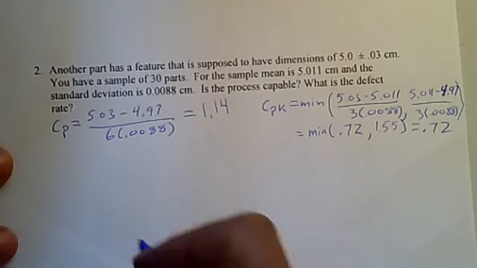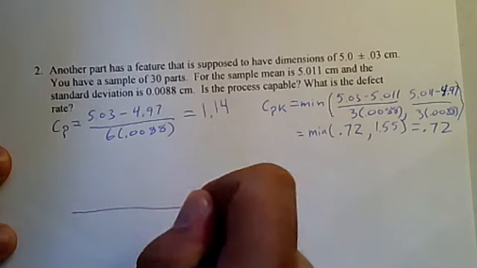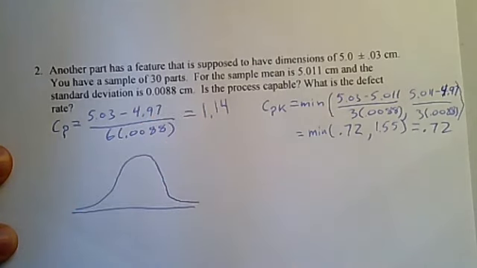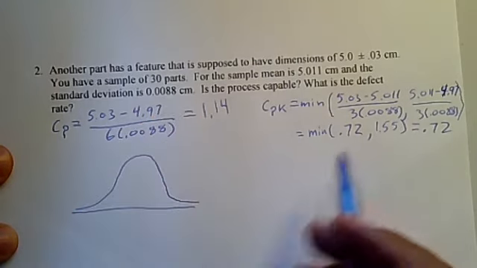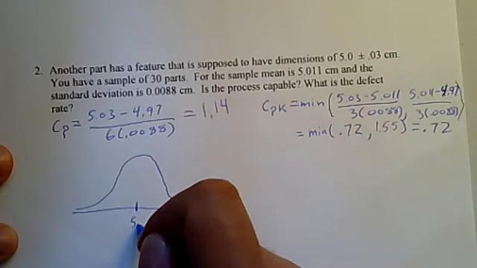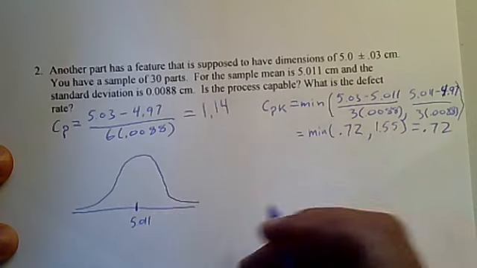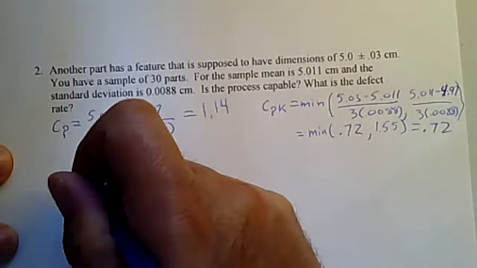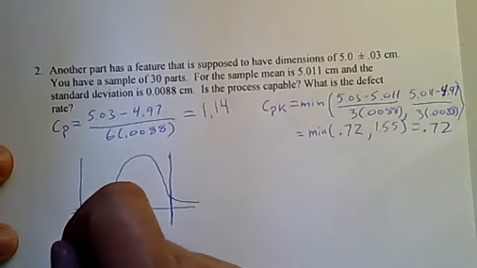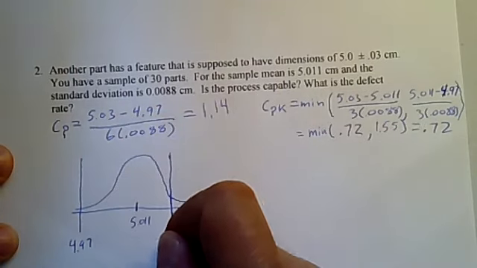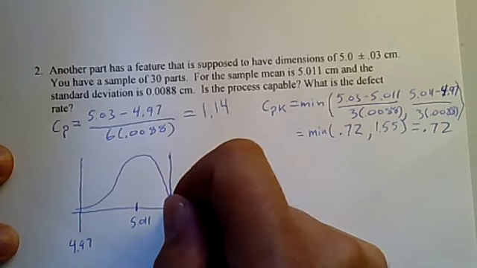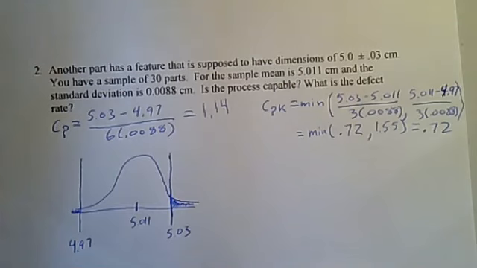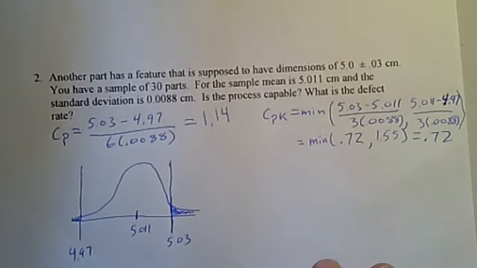Let me draw a picture of this process so you can see what's going on here. So the mean we said was 5.011, but with a 0.72, it's probably something like this and like this. So this is the 4.97, and this is the 5.03. And we have a few more defects here than we would like. On the other side, it's very small. All right, that's CP and CPK, how you interpret them.